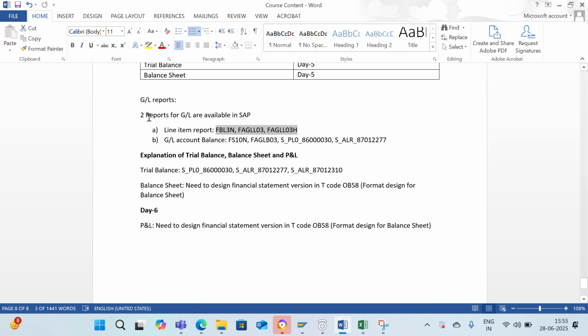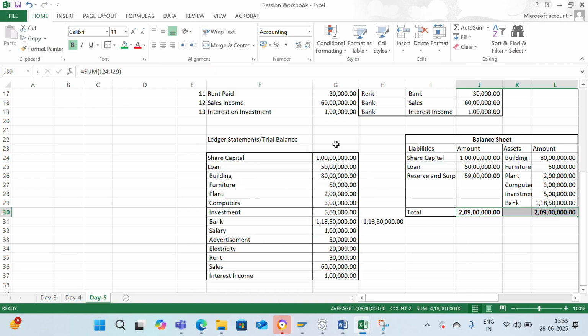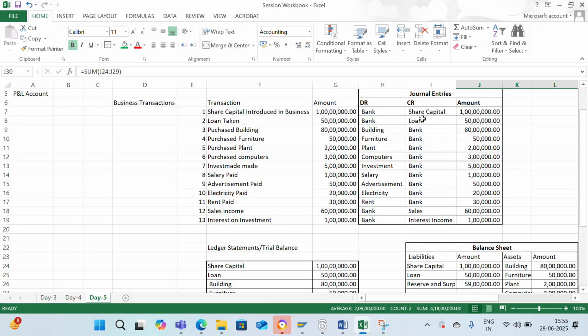In the GL reports, the major bifurcation is the line item report and the balance report. Trial balance is nothing but the balance report, right? And line item report means, if we talk in our example, for each of the accounts like share capital, building, furniture, plant, computer, investment, salary, advertisement, electricity, sales, and interest, you have only one line item present for all the transactions that have occurred during the month. But if you see the bank account, there are multiple lines. So in the line item report, you will see bank with multiple line postings.